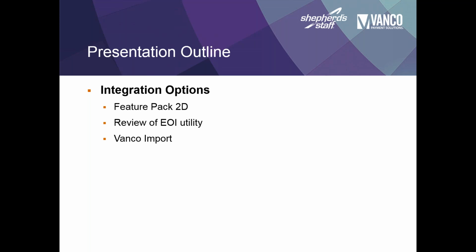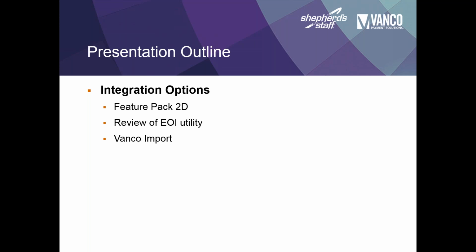We'll do a quick review of the electronic offering import utility in Shepherd staff. That's not where we're going to focus our attention. That's the way we've had it for a long time. It's not the best way to bring offerings in. That's what the Vanco import tool is going to be, and that's where we'll focus our attention.